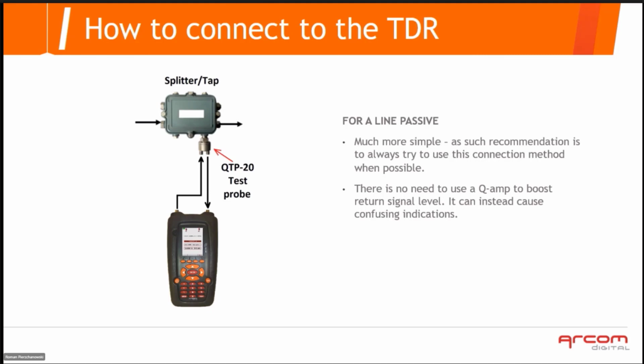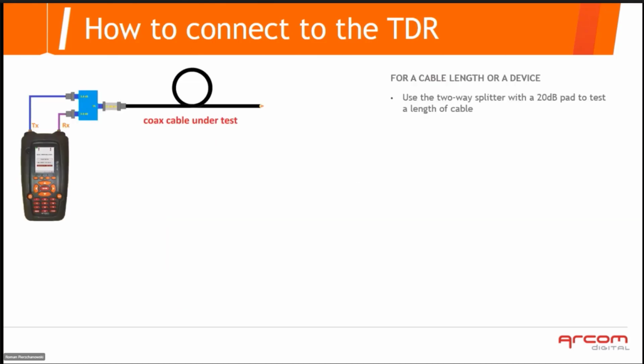The simplest connectivity is to align passive. There is no need to use the Q amp. So use it if you would like to measure the length of a cable on a roll. Use the splitter, connect, and either it's open end or shorten, it will always show you 0 dB return loss at the very end of the cable. So the peak will go up to the top of the scale.